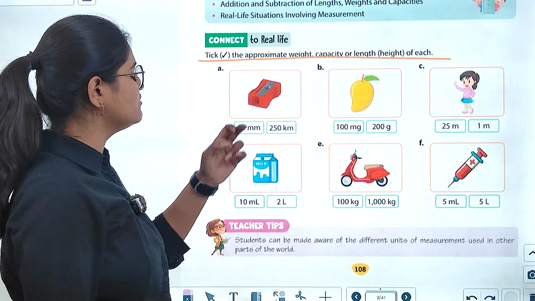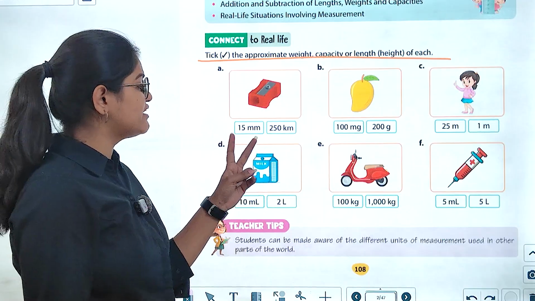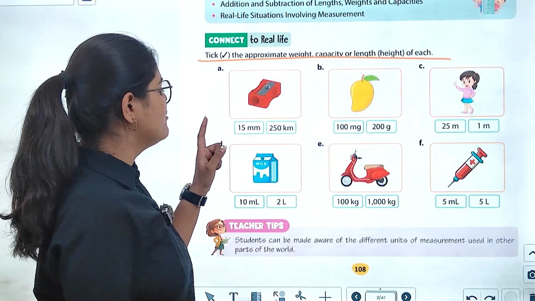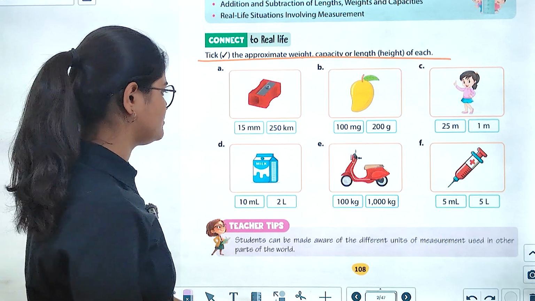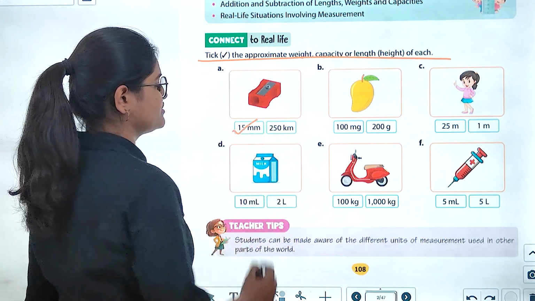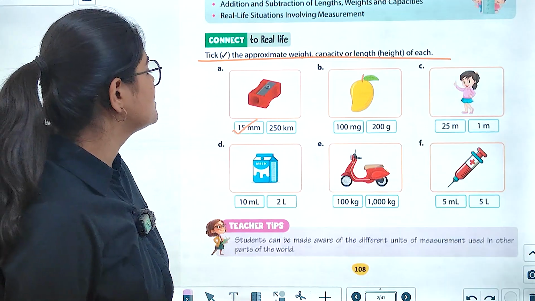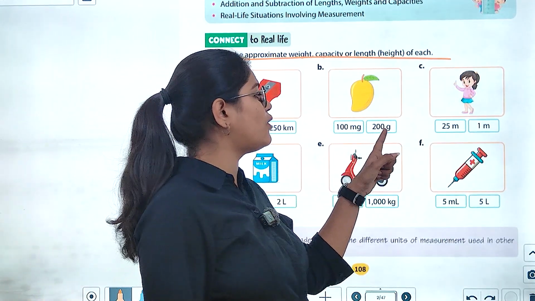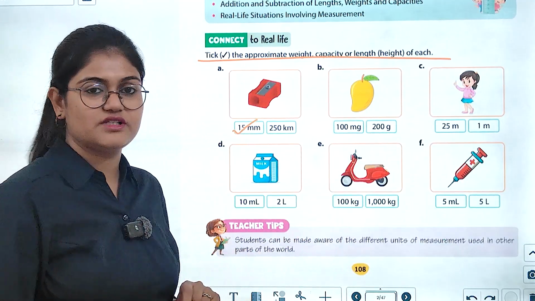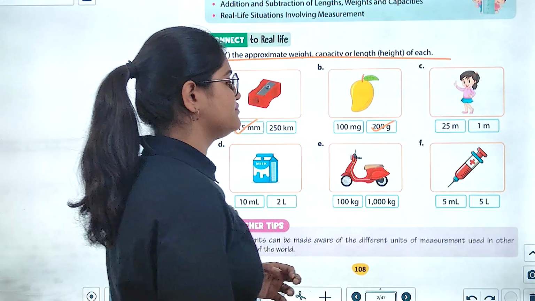So we have a sharpener which is giving us two options, 15 mm and 250 kilometers. So obviously this is going to be 15 mm, right? Next is 100 mg, milligrams, or 200 grams. So obviously it is going to be 200 grams, right?